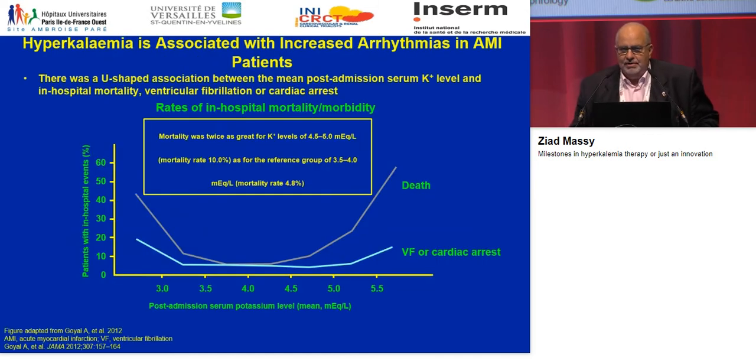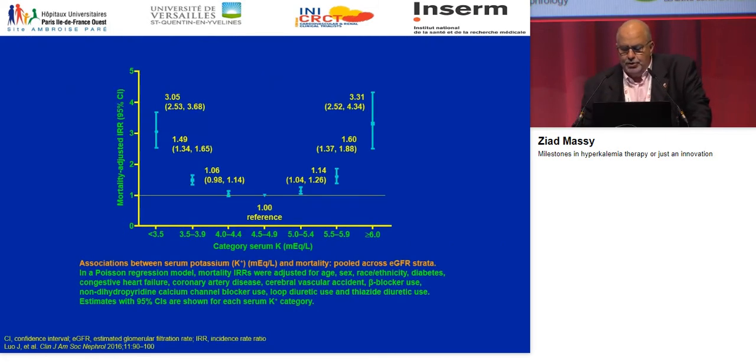So what happens if you have hyperkalemia? This is a study from the general population showing that if you are at a normal level of potassium, you have no death, no cardiac arrest. But if you increase the potassium, and also if you decrease the potassium, but let's focus on here, you can see a high increase of death and cardiac arrest. And this is another study, a similar U-curve: normal level, no mortality; higher level of potassium, higher mortality.